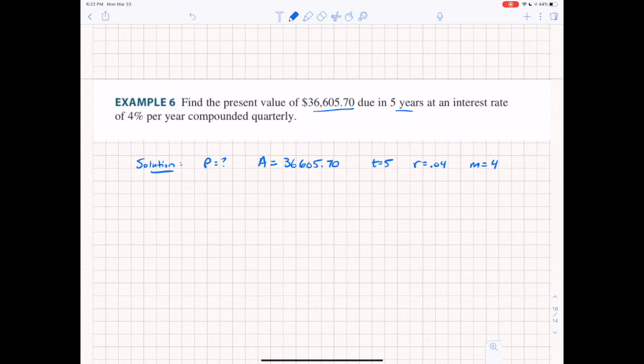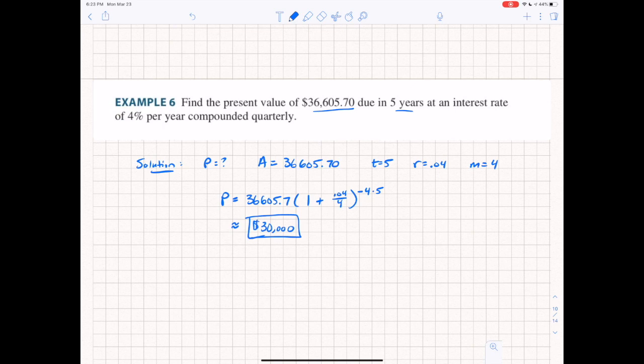And then again, I'm just going to plug and chug. So P is equal to 36,605.7 times (1 plus 0.04 divided by 4) to the negative 4 times 5. And when plugging this into the calculator, of course, you would get 30,000 is the necessary deposit to get you 36,605. And so this is present value, pretty straightforward, definitely a little bit easier and shorter, and I think quicker to get the uptake of what to do here.